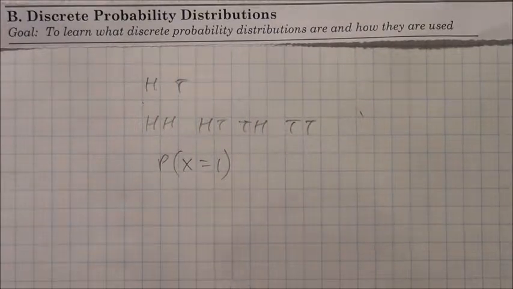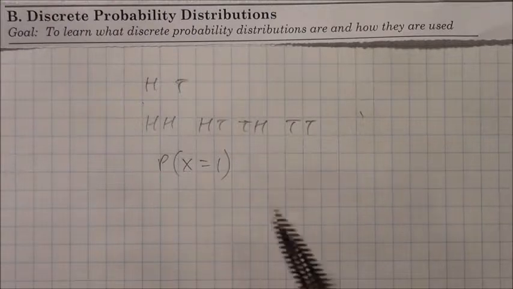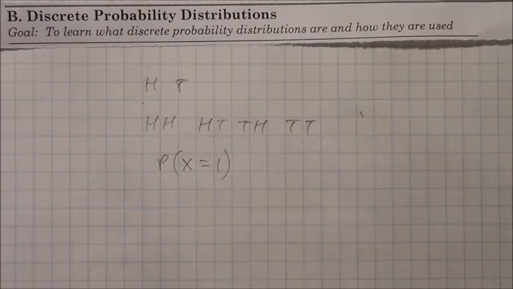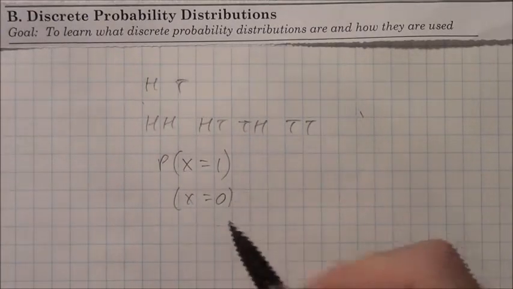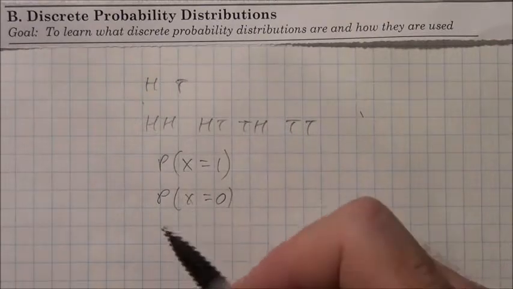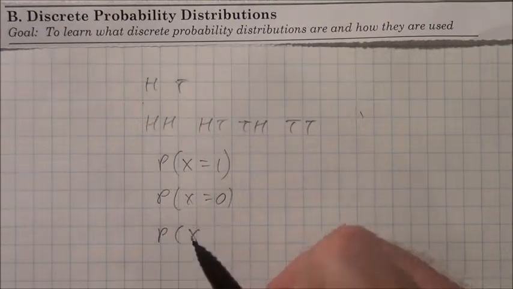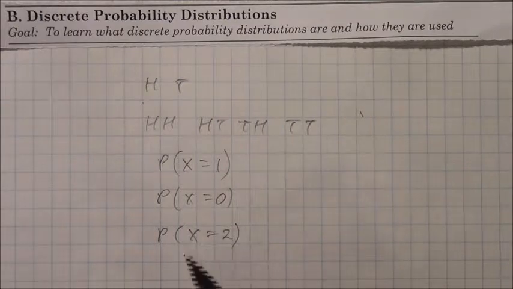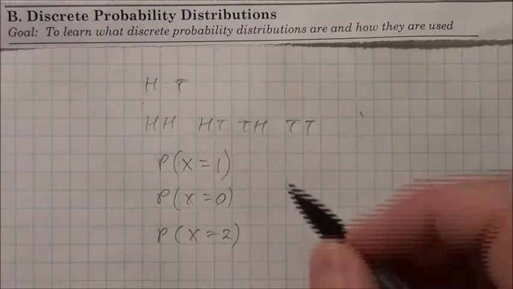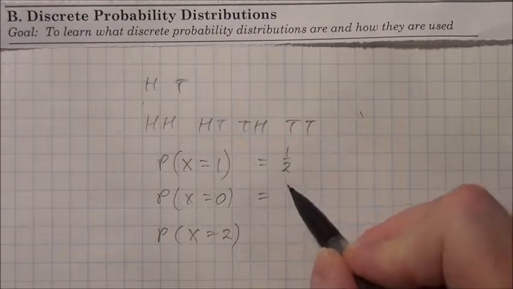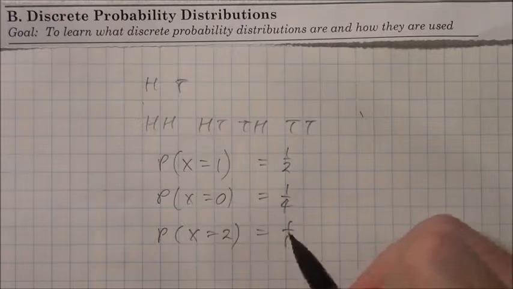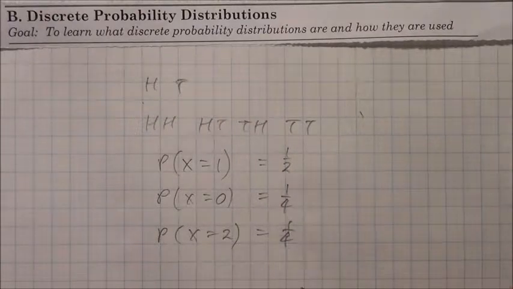So this can be used to determine the probability when one head has turned up. Of course, the other probabilities are when 0 heads turn up, that would be the two tails, and of course the last possible outcome would be when x equals 2, which is 2 heads turning up. So of course all of these have specific probabilities, and we have to take into account all of these probabilities when creating the probability function or the probability distribution.